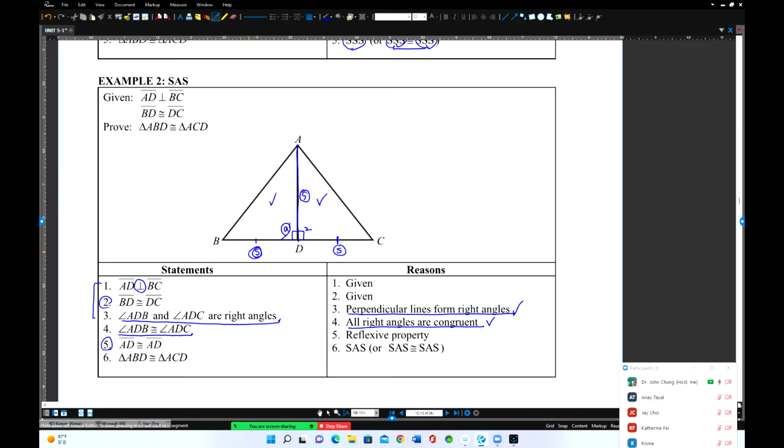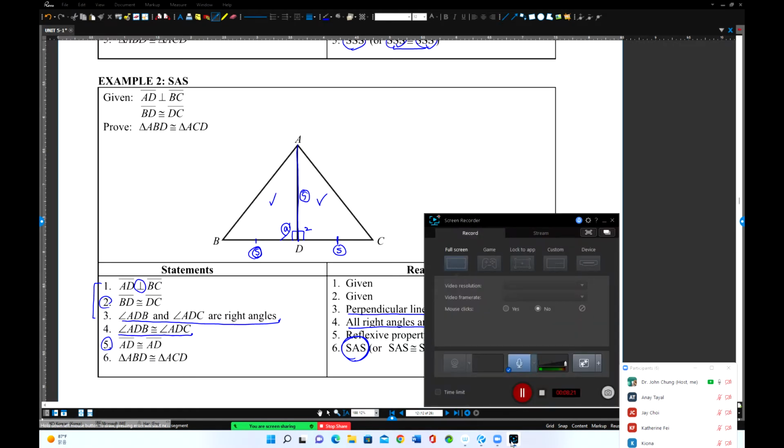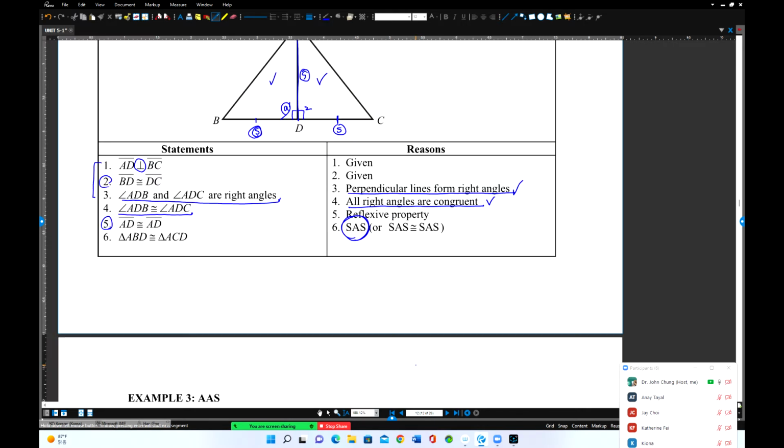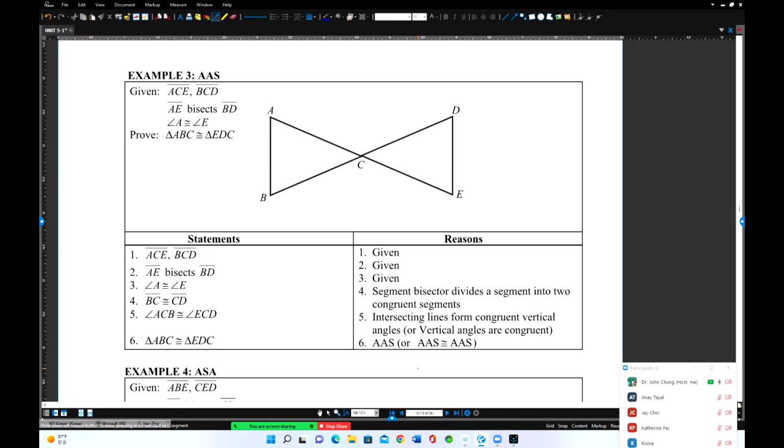Is it okay? So these two triangles are congruent using what? Side, angle, side. Is it okay? Just give me a minute. Continue. Okay, this is the example, side, angle, side. We have to memorize this one. The next one is angle, angle, side. That's one of the methods to prove right triangles congruent, right?